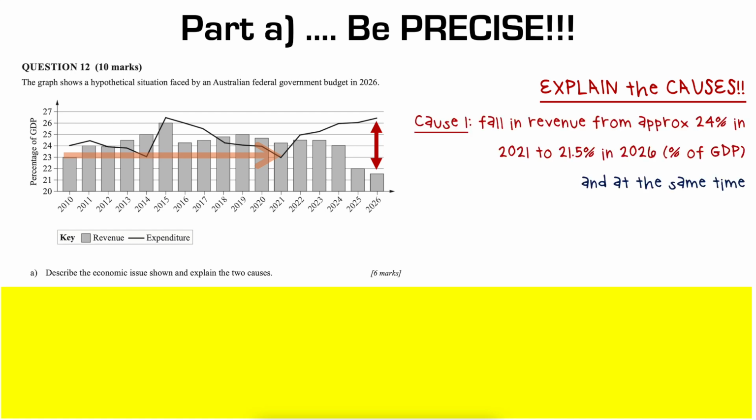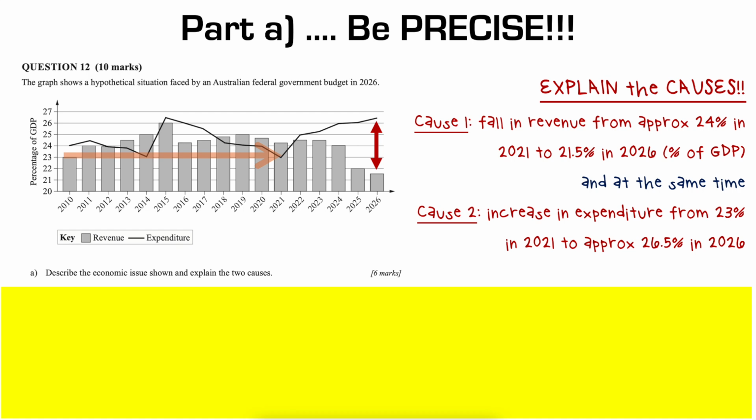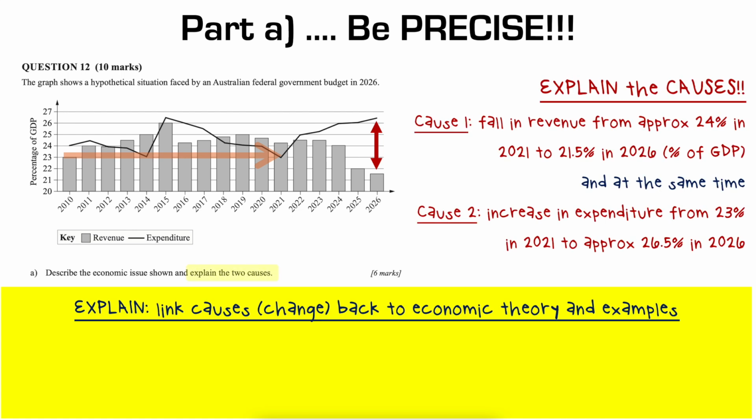So first of all, break down your data. Cause 1, there's been a fall in revenue. And at the same time, cause 2, there's been an increase in expenditure. That is descriptive analysis. What we want to do, though, is ensure that we explain the causes. We want to link those causes or the changes back to our economic theory, and always with an explain, try and use something that feels like a real-world, rational, logical example.